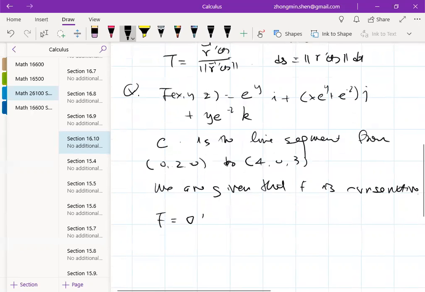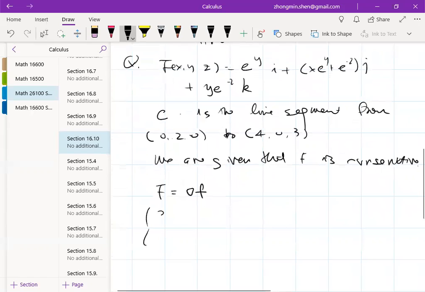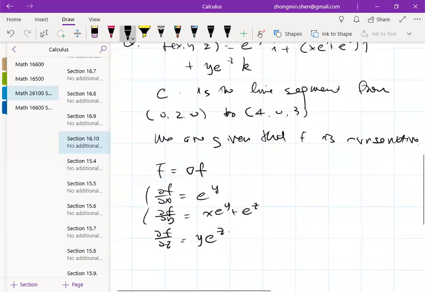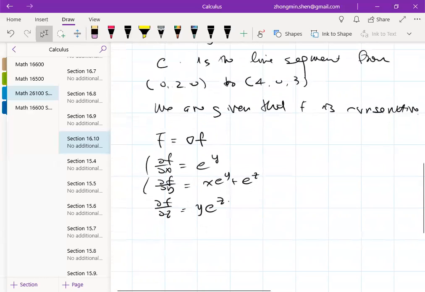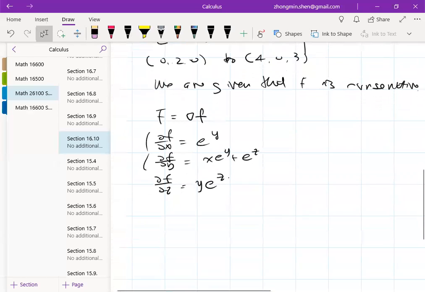F is going to be the gradient of little f, right? So what does it mean? That means the partial derivative with respect to x is going to be e to the y. The partial derivative with respect to y is going to be x e to the y plus e to the z. So we hope we can find this little f. Right, so there are 3 equations here.